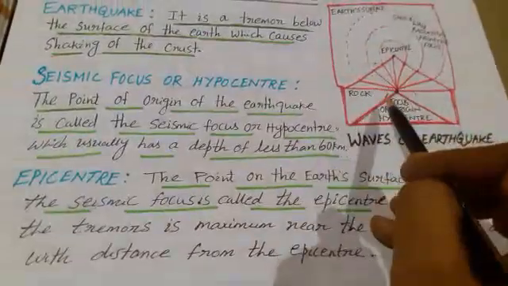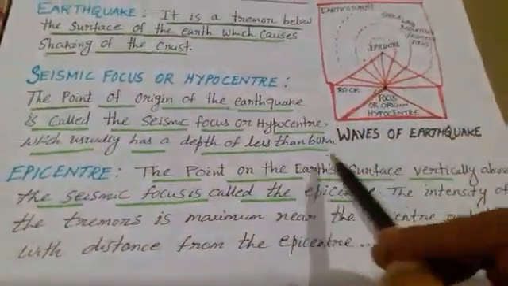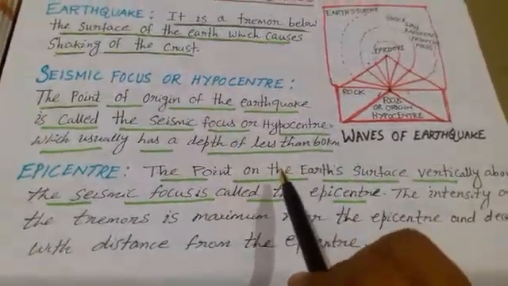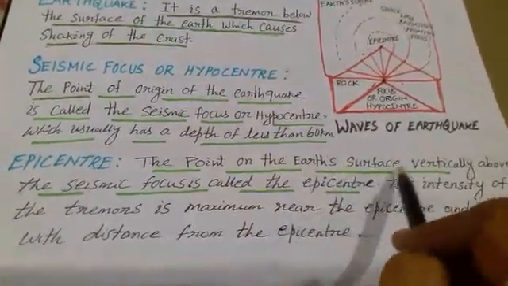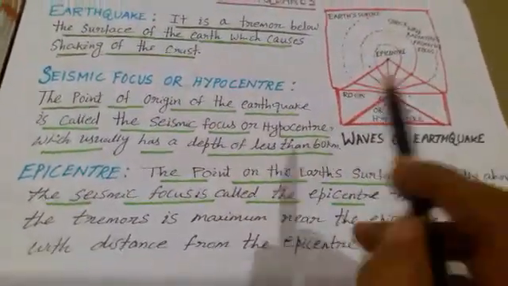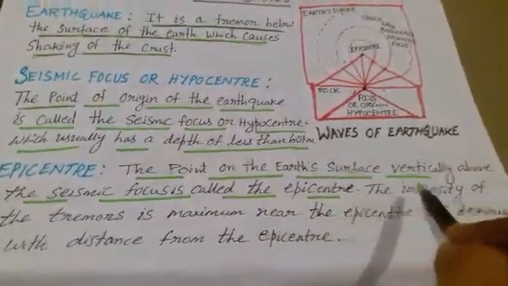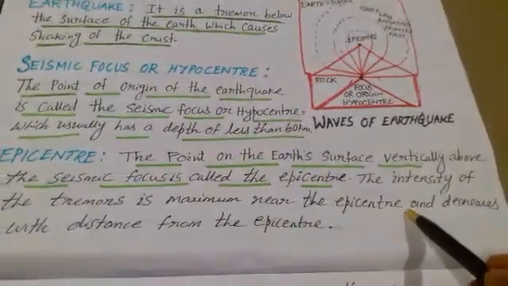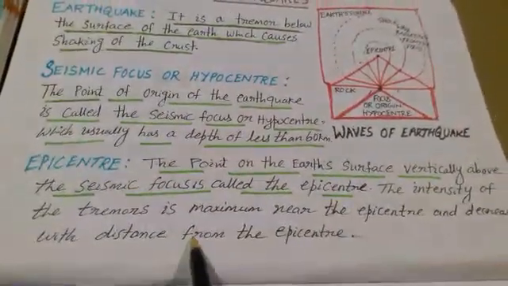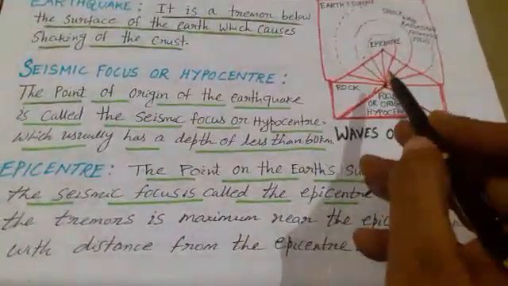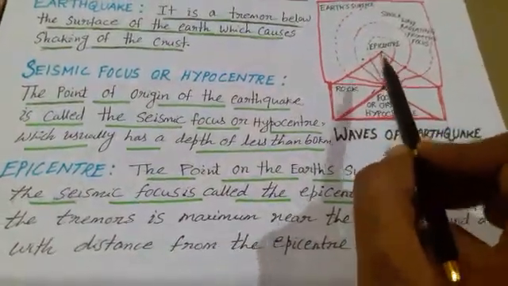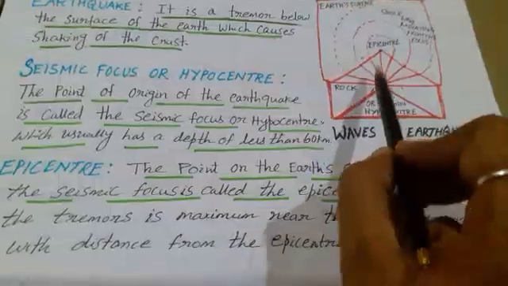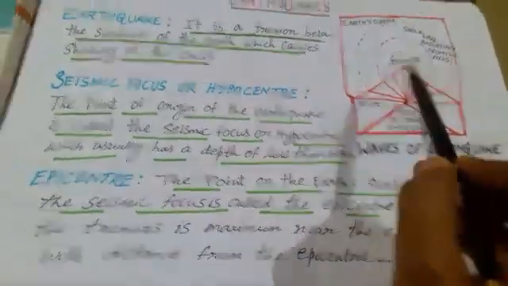Epicenter. The point on the earth's surface vertically above the seismic focus is called the epicenter. The intensity of the tremor is maximum near the epicenter and decreases with the distance from the epicenter. The intensity of the earthquake depends on the closeness of the epicenter to the focus. If the distance is more, intensity is less.